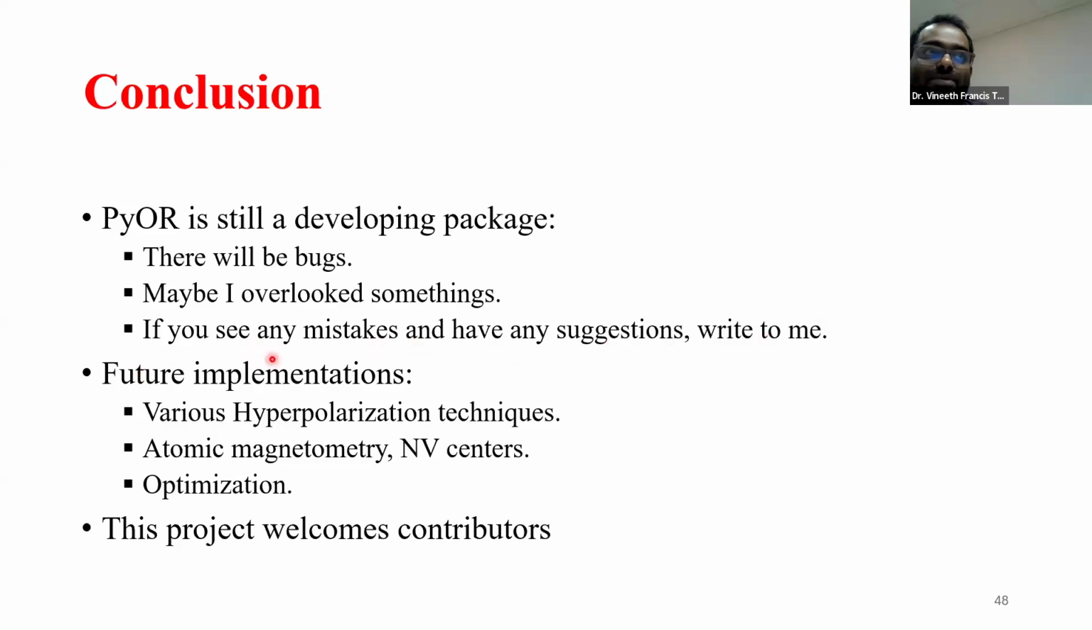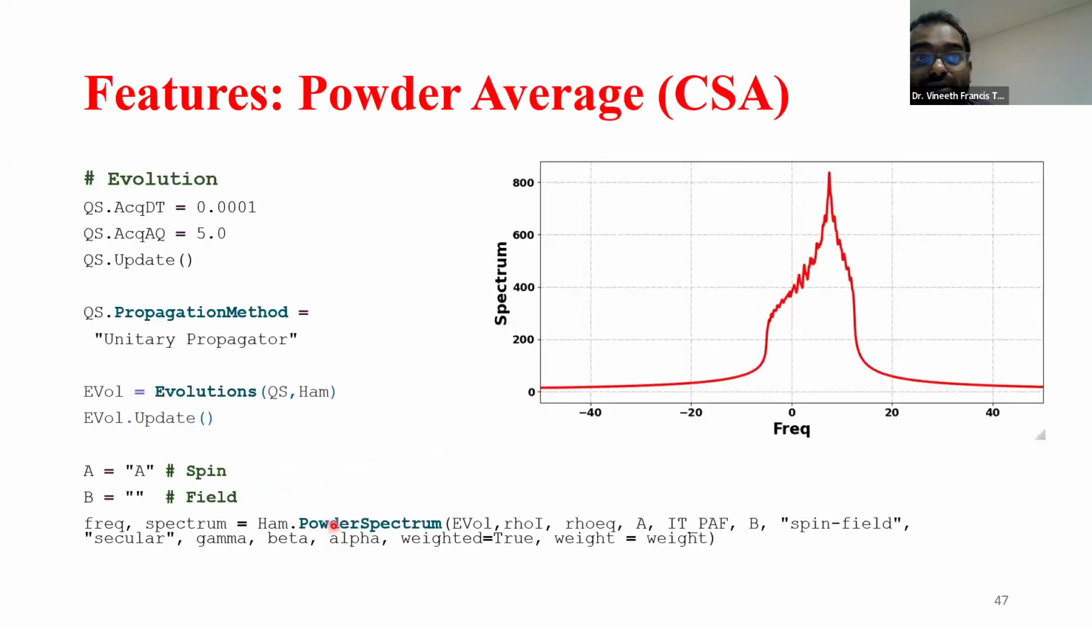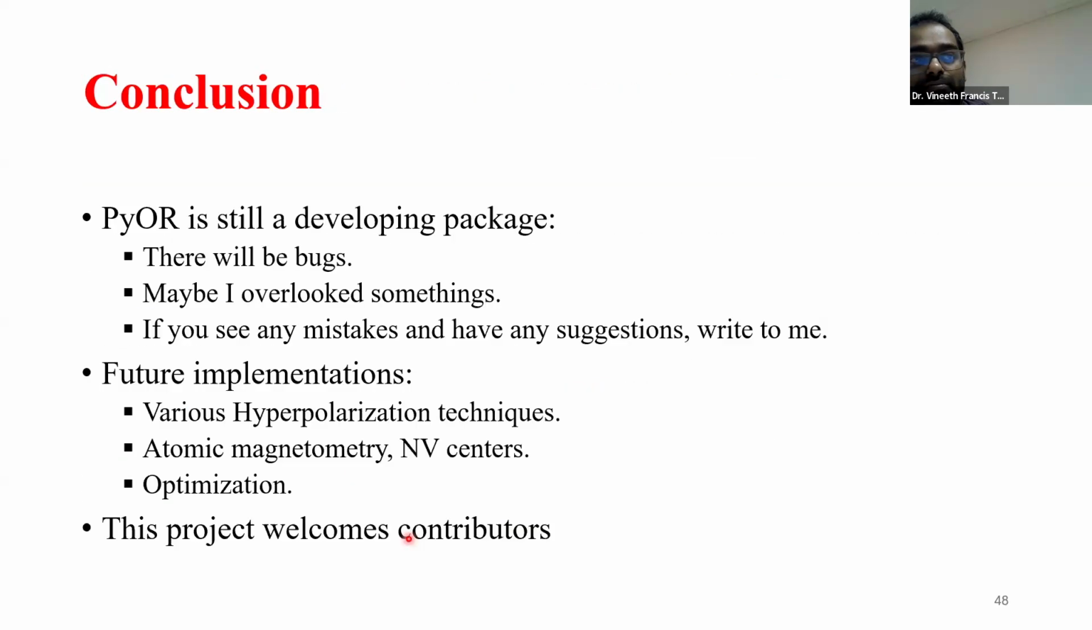And in future, my dream is I want to implement various hyperpolarization techniques, also some atomic magnetometry and NV centers, and I would like to optimize this software. Currently, there is parallelization when you calculate powder average. That's all. Maybe in future, I want to see where all I can use optimization. And we are writing a paper. So after publishing the paper, I would like some contributors. They can develop PyOR according to their problems.